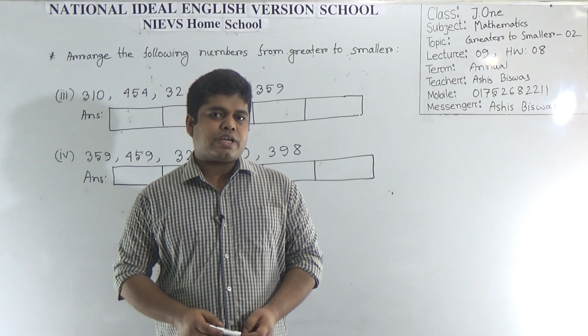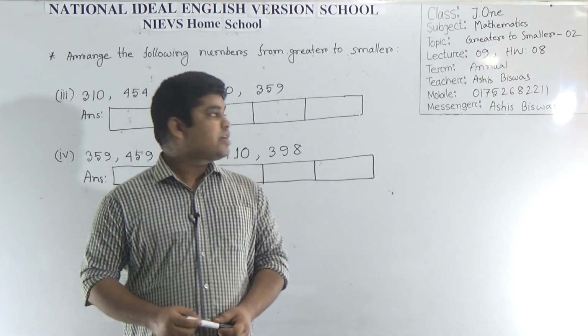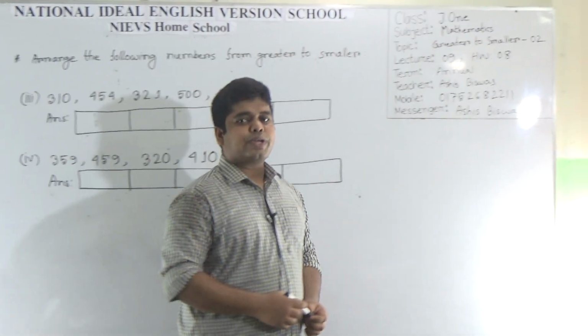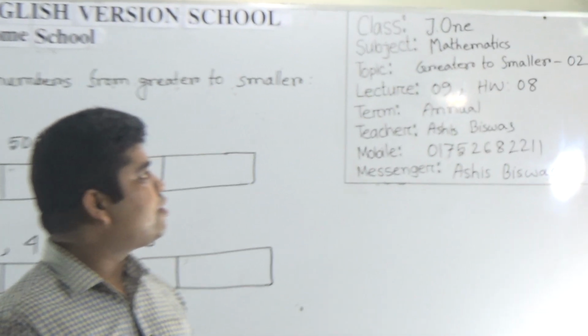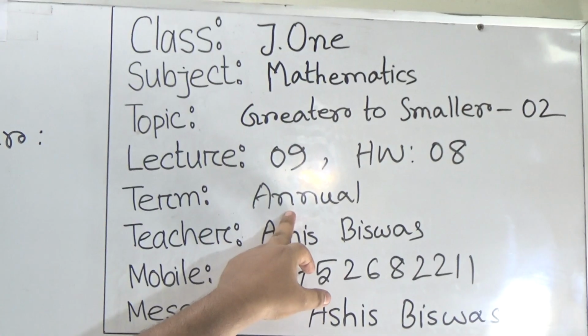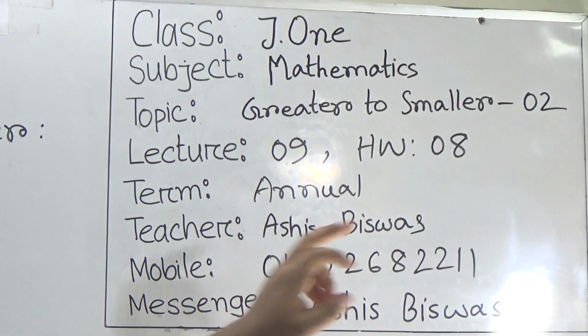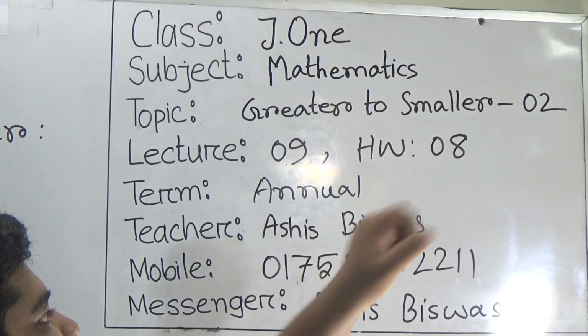Today I am going to take a math class for the students of class junior one. Our today's topic is greater to smaller form part 2. My dear students, today is our lecture number 9 of annual term and today's SW will be number 8. I repeat, today's SW number will be 8.